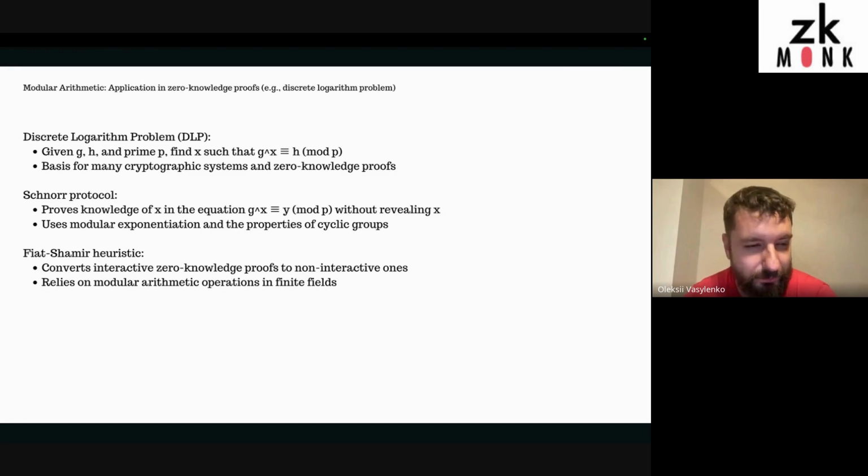understanding about it. And the Fiat-Shamir heuristic converts an interactive zero-knowledge proof to a non-interactive one, and relies on modular arithmetic, operations in a finite field. An interactive zero-knowledge proof is a proof which needs to interact with some side to get some additional knowledge about some additional variables. Non-interactive ones are mostly what is used right now in blockchain. They are circuits which allow you to prove that someone knows something without interaction with a third party.